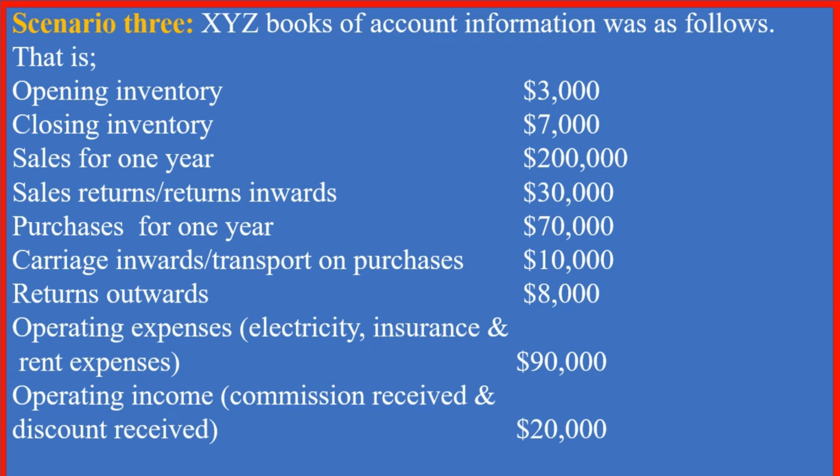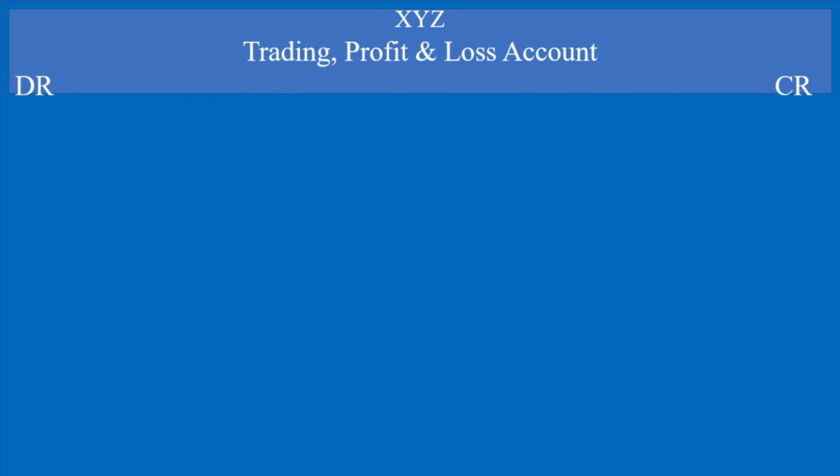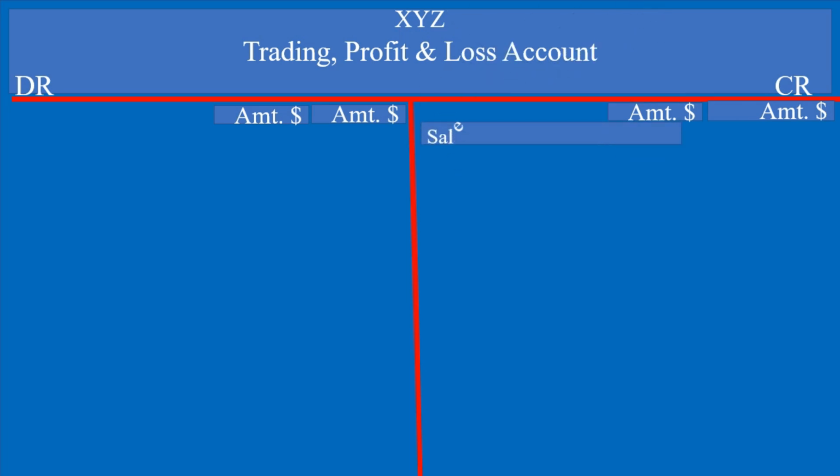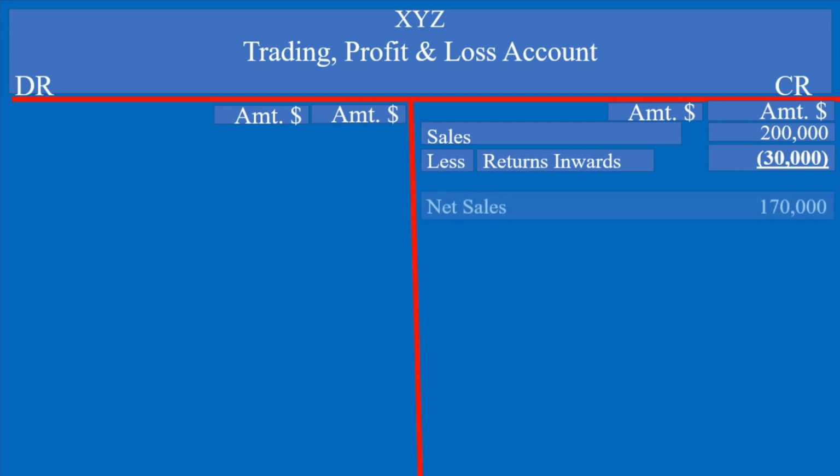Now with this information, we are going to get an in-depth analysis of how to determine the net profit of this business. There we go. We have the debit and the credit side, whereby we have, for example, the sales for the year amounting to 200,000, but we need to net this with returns inwards. That is, we less 30,000, translating to 17,000 as net sales.